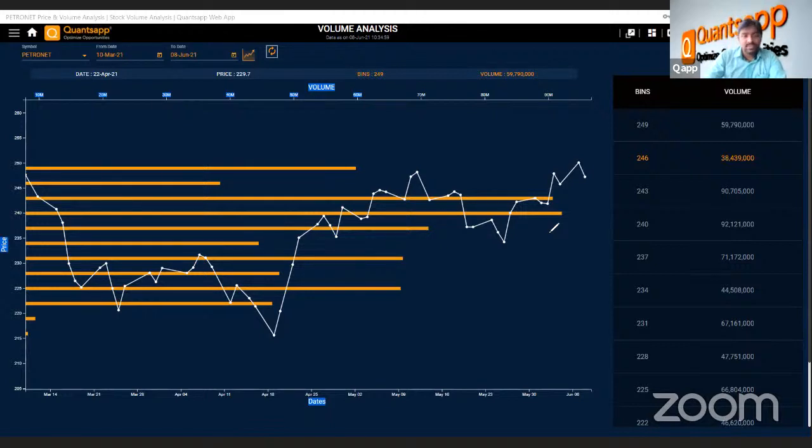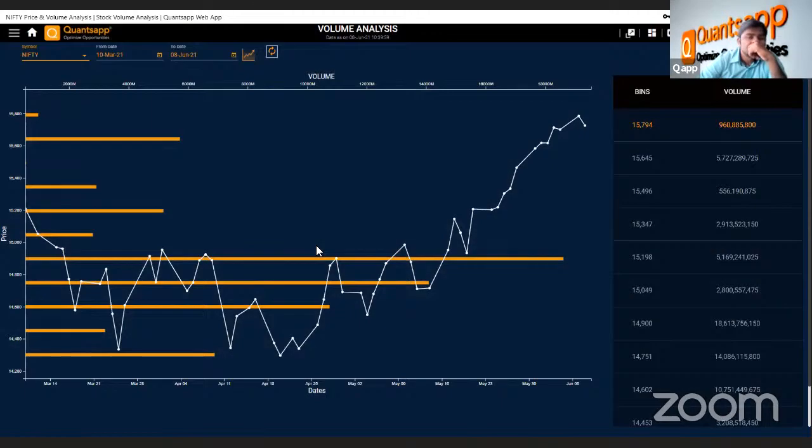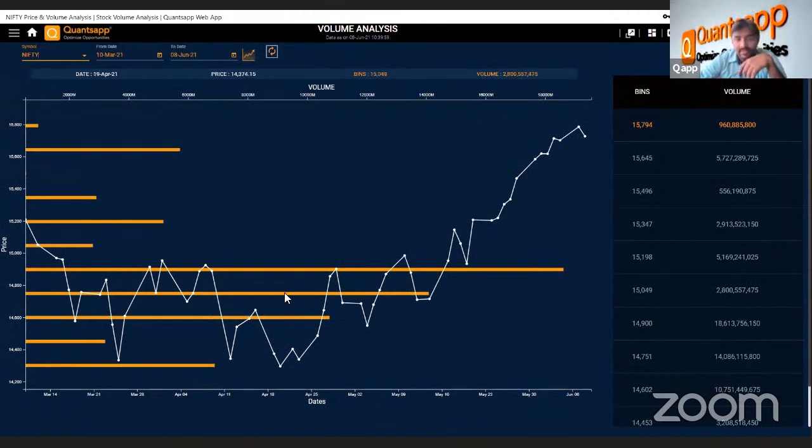Let's try for a few other stocks. We can check for Nifty also, right? Even though we don't have a result, we can still do this kind of analysis. So I'll do it for Nifty and we'll check for BankNifty also. Okay, so you can check, this is for Nifty. So we can change the date also.